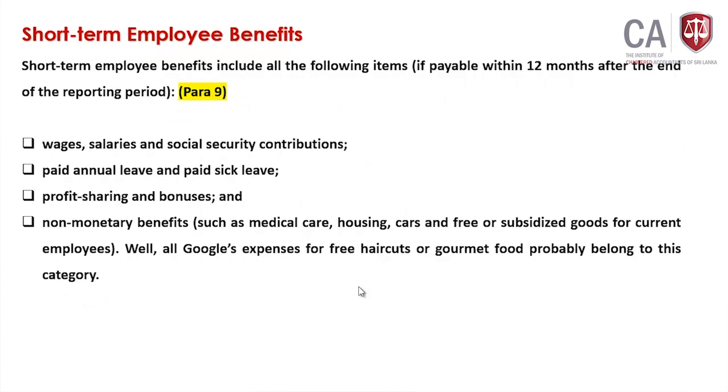Look at short term employment benefit. Short term employment benefit includes all following benefits. What? Wages, salaries, social security contribution, paid annual leave, sick leave, profit sharing bonus plan, and non-monetary benefits such as medical care, housing, car rental, everything. These are what? Short term employment benefit, which are to be settled by the employer within 12 months after the reporting period.